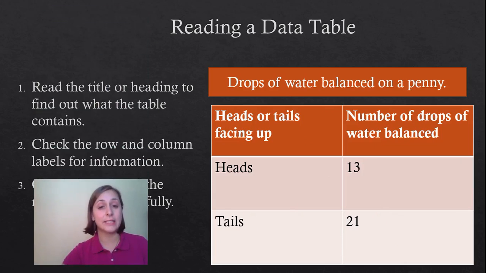When you're reading a table that someone else has made, you're going to look for the same information. So first, read the title or heading to find out what the table contains. This one is about drops of water balanced on a penny. If you've ever done that lab, it's really cool. Don't be surprised if you see it coming later. But this is just a sample of data from a lab that students have done. And it's the drops of water they were able to balance on a penny.